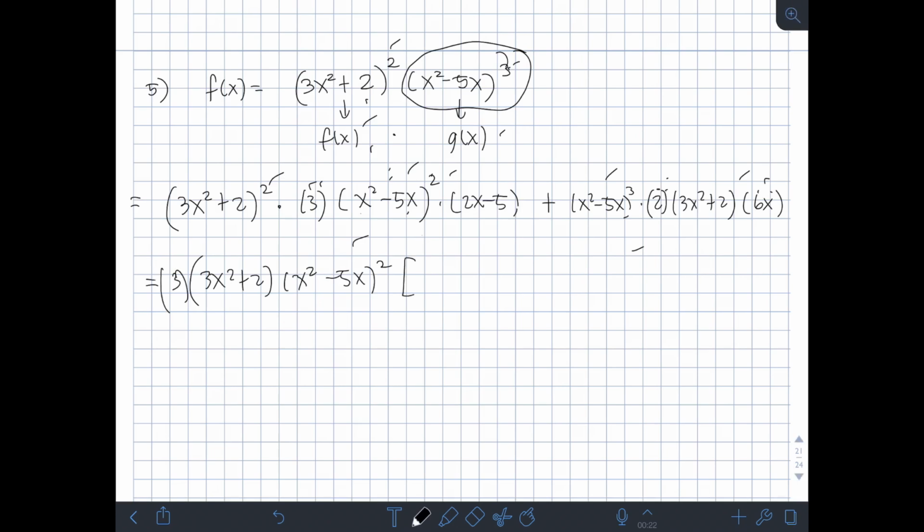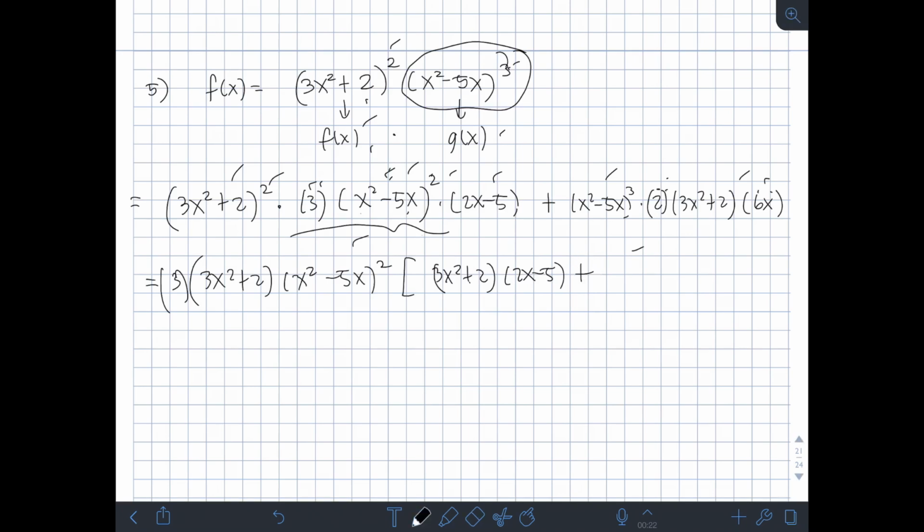So, wala na, right? So, therefore, dito sa unang expression, anong matitira? Meron pa tayong isang 3x squared plus 2. Tapos, wala na tong x squared minus 5x. Ito na lang, 2x minus 5.